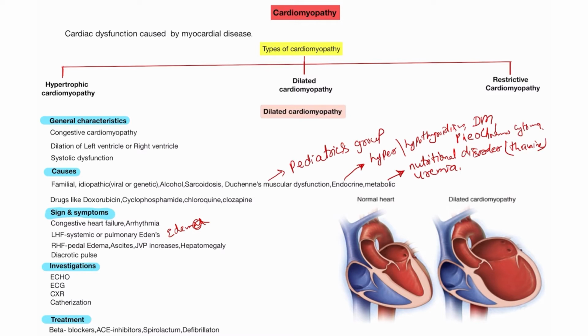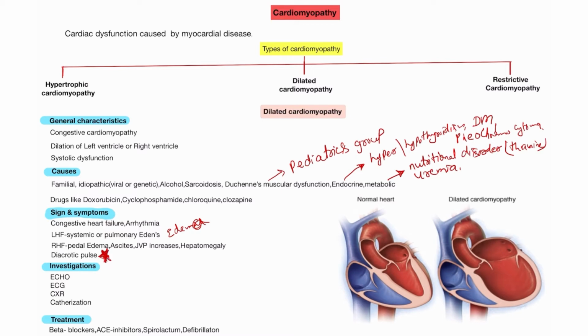And this is a dicrotic pulse. I will also discuss different types of pulse, like the bifid pulse. It is a dicrotic pulse in dilated cardiomyopathy. You will see the dicrotic type of pulse in dilated cardiomyopathy. Please learn this dicrotic pulse. It is a characteristic of dilated cardiomyopathy.